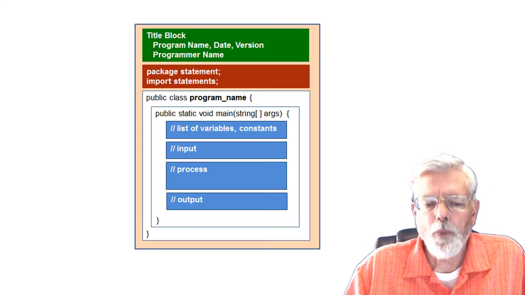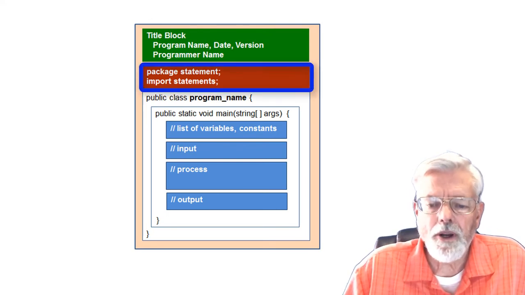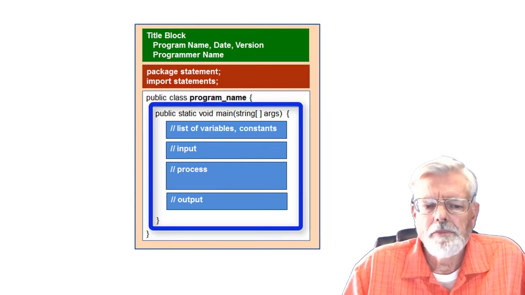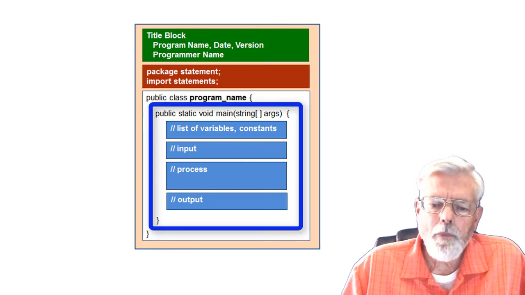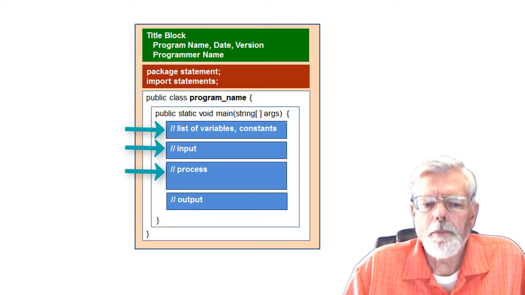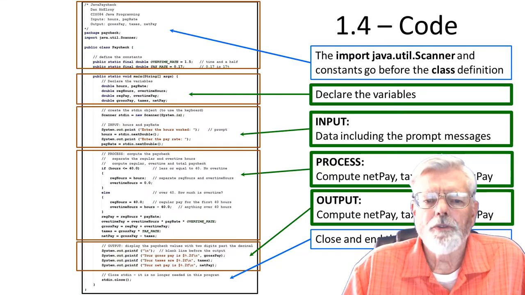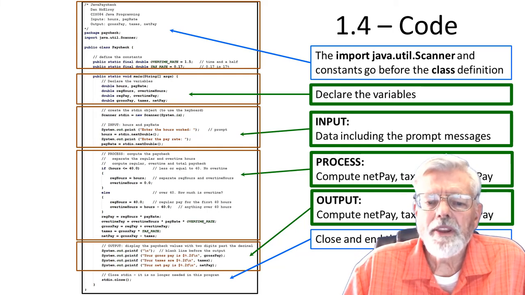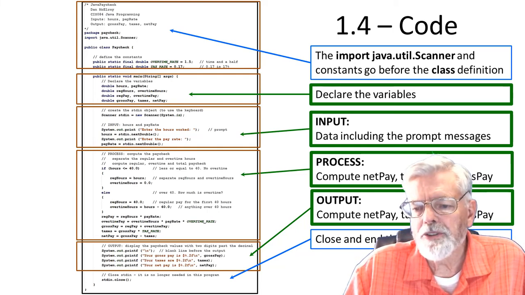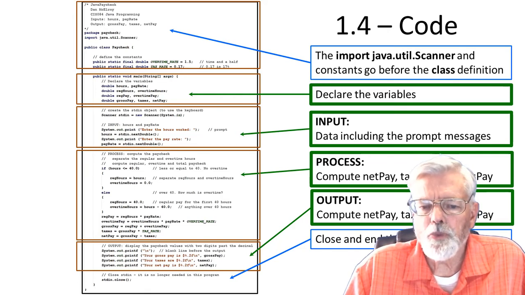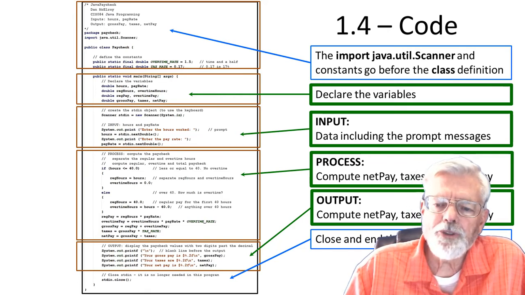The first part of the real code contains the import statement and any global variables and constants. Next is the main body of the program with its 4 subsections: list of variables, input, process, output. Next, convert the algorithm into code. The real work gets done during the input, processing, and output sections. Most of what is in the first and last sections is really just housekeeping to get the program started and shut down.